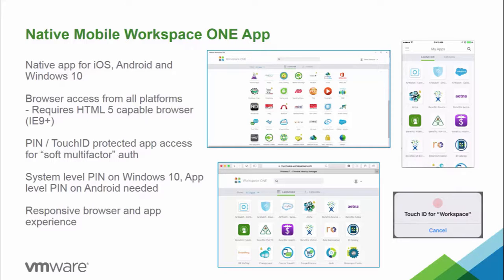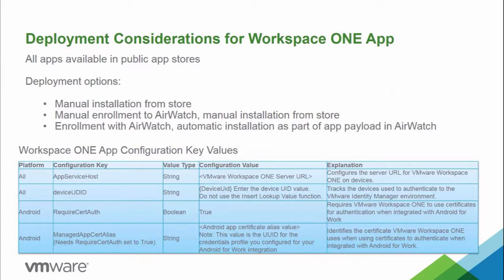Again, a system level PIN will be needed when it's used with Windows 10, and then an app level PIN for Android devices. The Workspace ONE app can be deployed in several different ways.